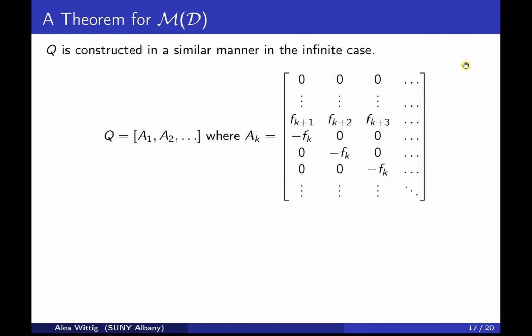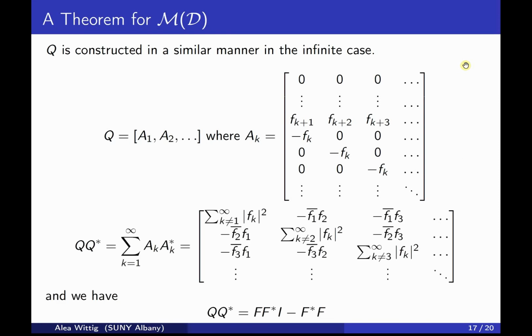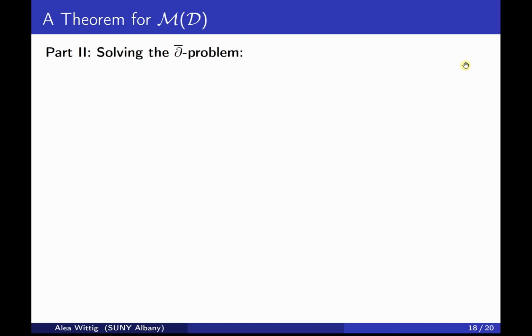And then in the infinite case, Q is constructed in a similar manner, where it's constructed out of these matrices A_k, where, again, we see this similar pattern as in the finite case. And it's really not much work to see that QQ star is equal to this FF star minus F star F. And so we do have that the range of Q is equal to the kernel of F.